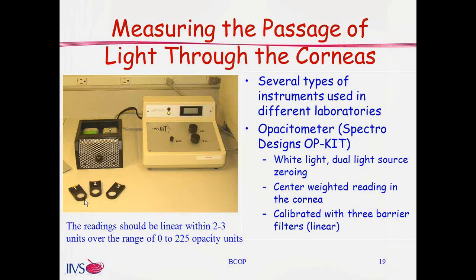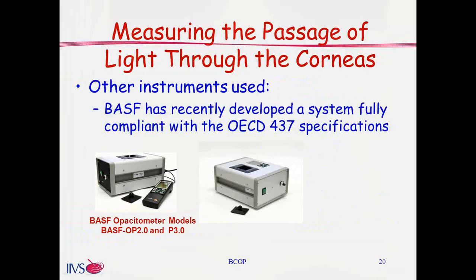And with the opacitometer, we have 3 calibrators, essentially 1, 2, and 3, which give us opacity units in a linear range from 75 to 225 opacity units. Now, in the development of the OECD guideline, it was also very important to be able to have at least another alternative opacitometer which could be readily available. And so BASF, their engineering group, had built an opacitometer to provide precisely the same type of endpoint measurement as the existing standard, the Spectro Designs. They've built this to be readily available to the marketplace.